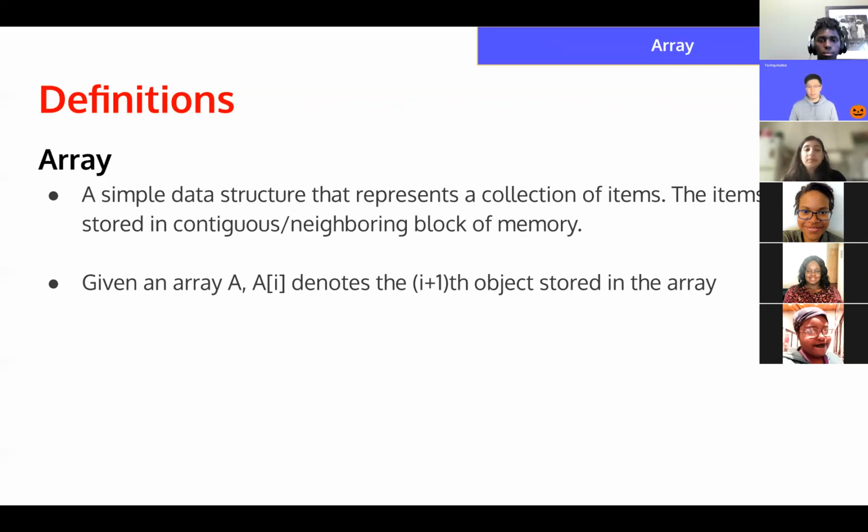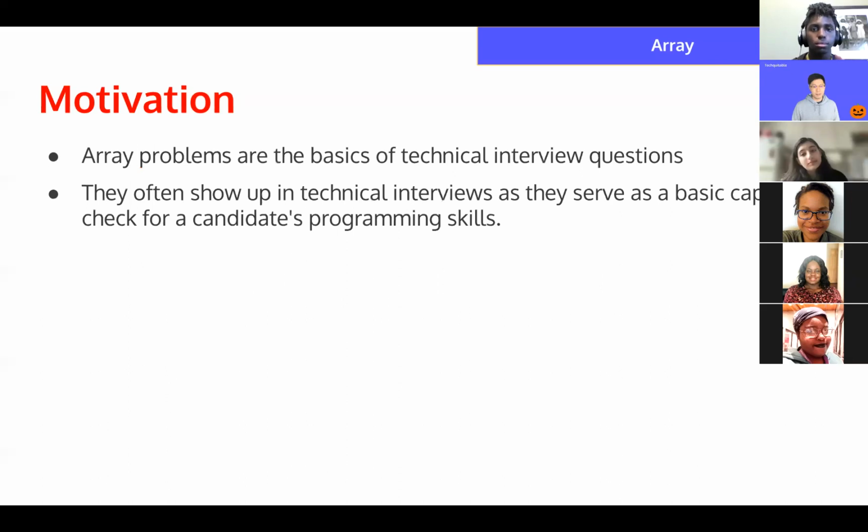The items are stored in a contiguous or neighboring block of memory. So given an array, A of I denotes the I plus 1th object stored in the array. It's I plus 1 here, since in computer science, everything starts at the 0th base. So if it's the 5th index, A of 5, it actually means the 6th element or object in that array, right? Just a quick overview of the notation here.